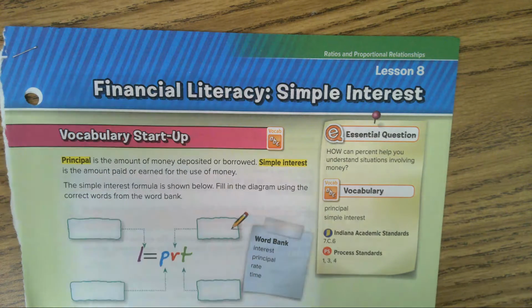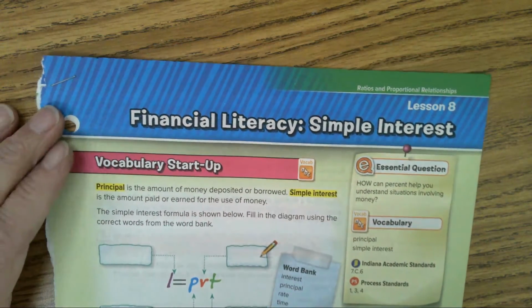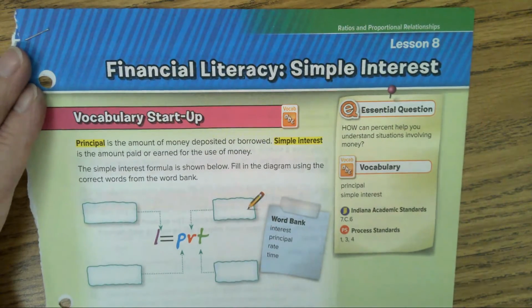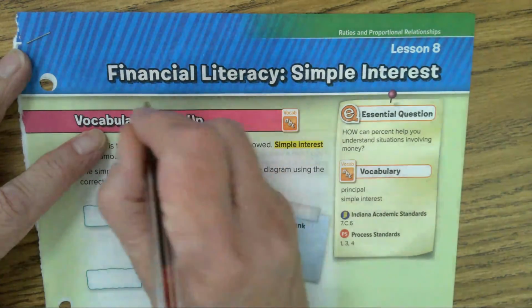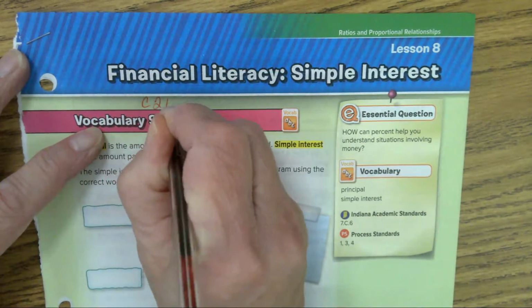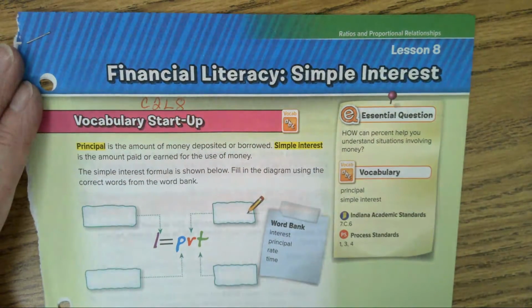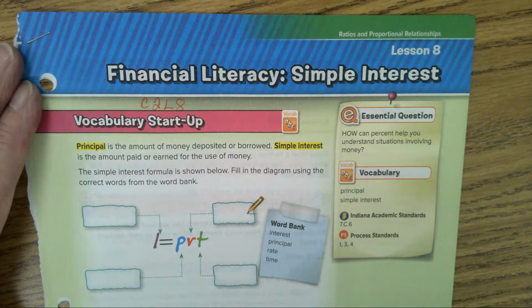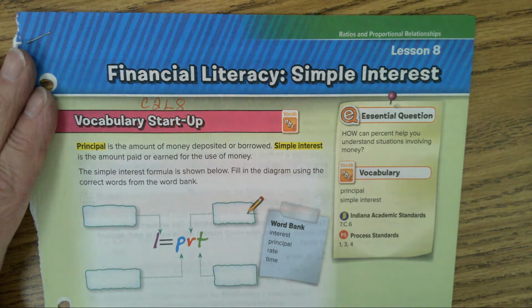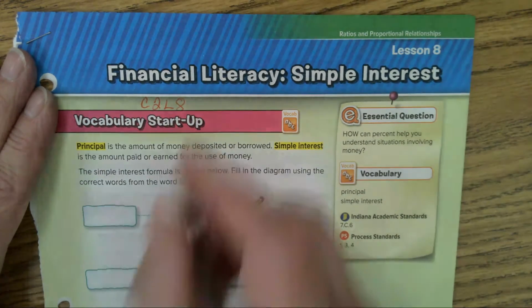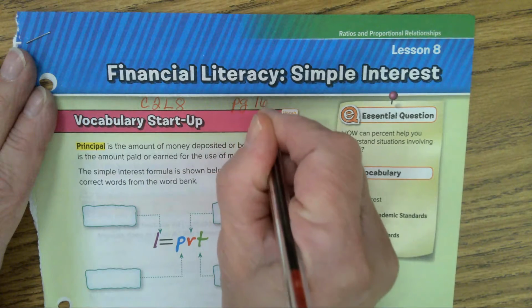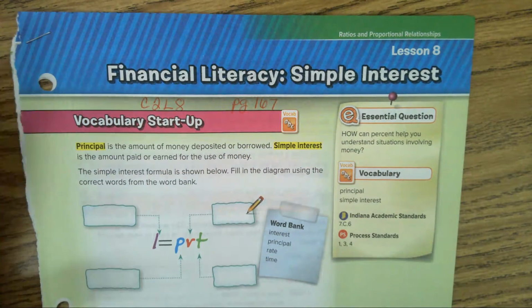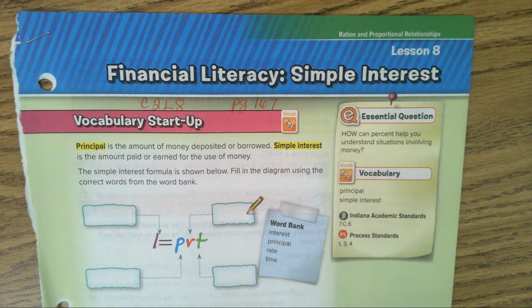Okay, this is Mrs. Robertson, and this is our Math 7 class, our last new lesson for the second 9 weeks. Chapter 2, Lesson 8, Financial Literacy. Today we're going to talk about finding simple interest, and this starts on page 167. We're going to begin this lesson by watching the video clip that goes along with this lesson.